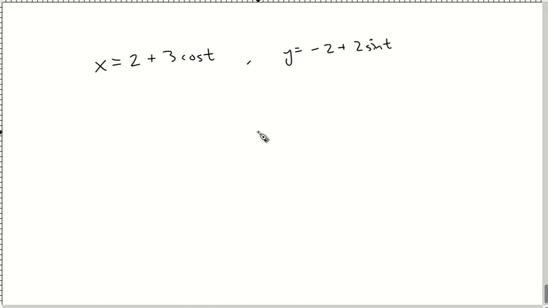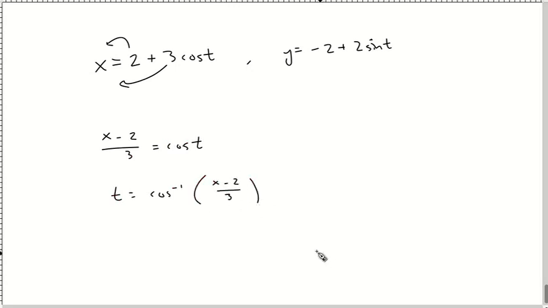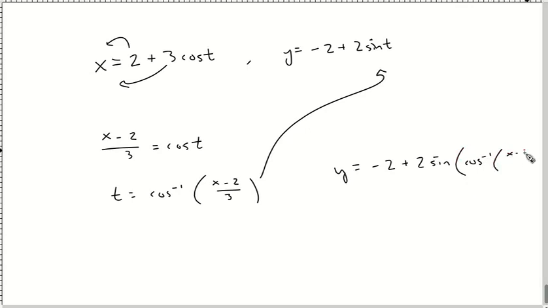So I want to solve for t. And so I'm going to move this over and divide by the 3. So x minus 2 all over 3 is equal to cosine of t. That's happy days, but not really, honestly. So t is equal to the arc cosine of x minus 2 over 3. So what's going on is that when I take this, I need to take this t and plug it in right there. And so we get negative 2 plus 2 sine of the arc cosine of x minus 2 over 3.